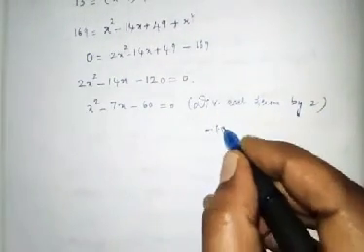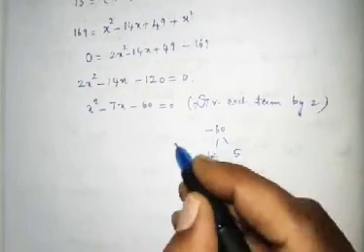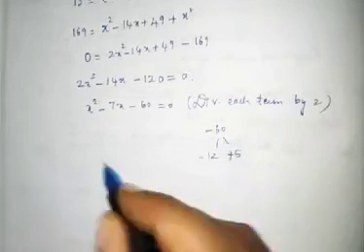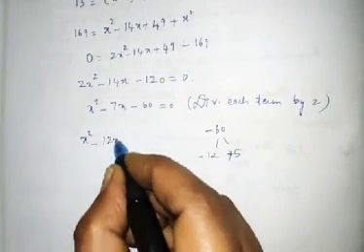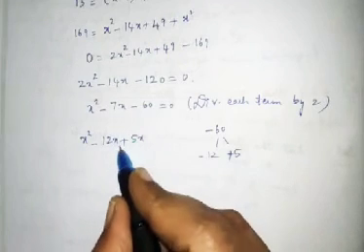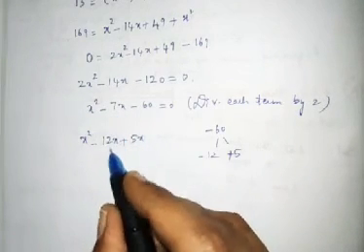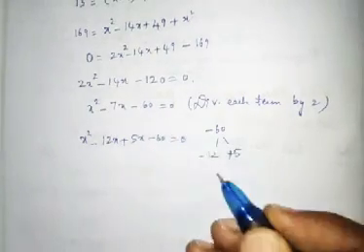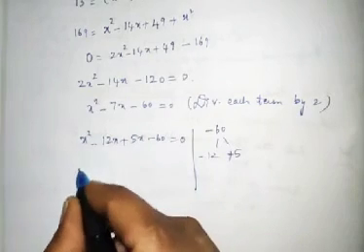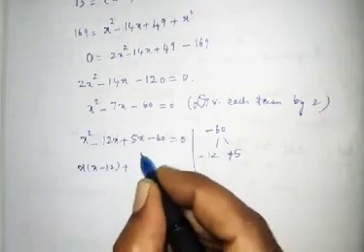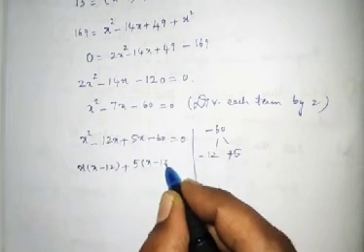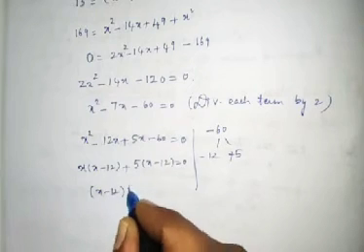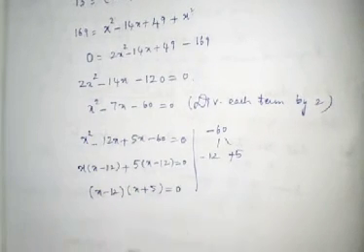So for 60, what are the suitable factors? 12 and 5 are. Because the middle term is negative, give the negative sign to the biggest number, minus 12 plus 5. So x square minus 12x plus 5x minus 60 is equal to 0. How did we get this? In the place of minus 7x, we replace it by minus 12x and 5x. Now combine the first two terms, take x common, x minus 12. The next two terms, 5 common, x minus 12. Now x minus 12 into x plus 5 is equal to 0.